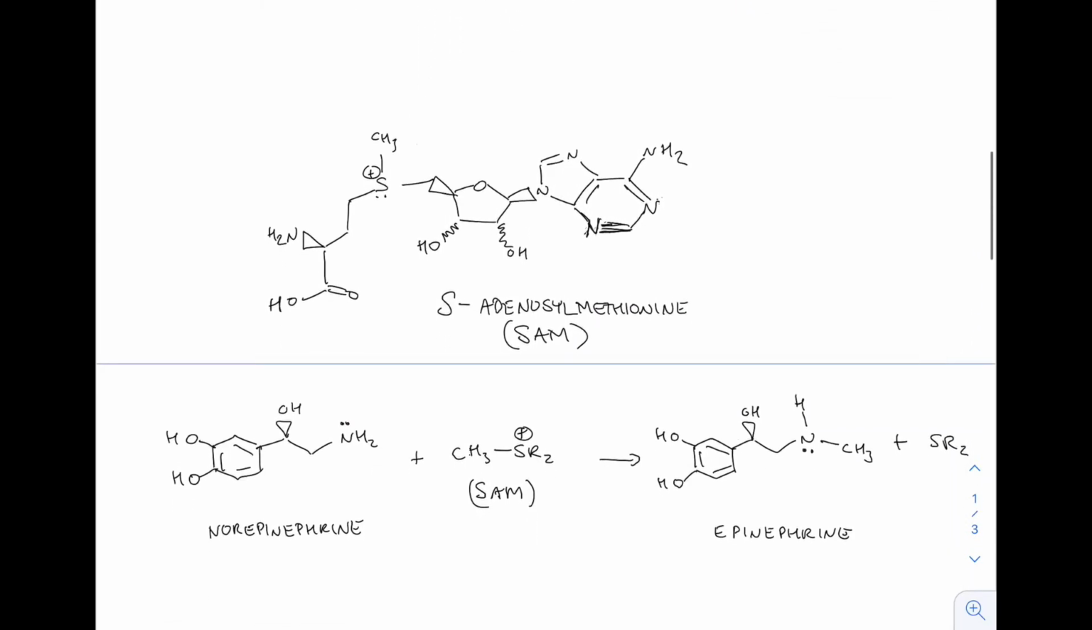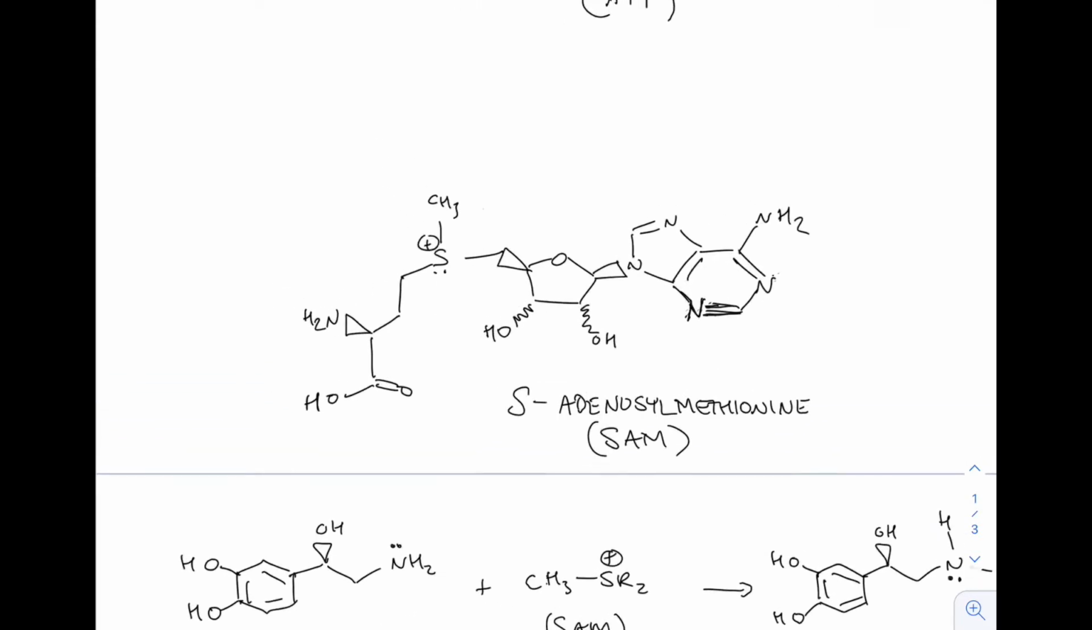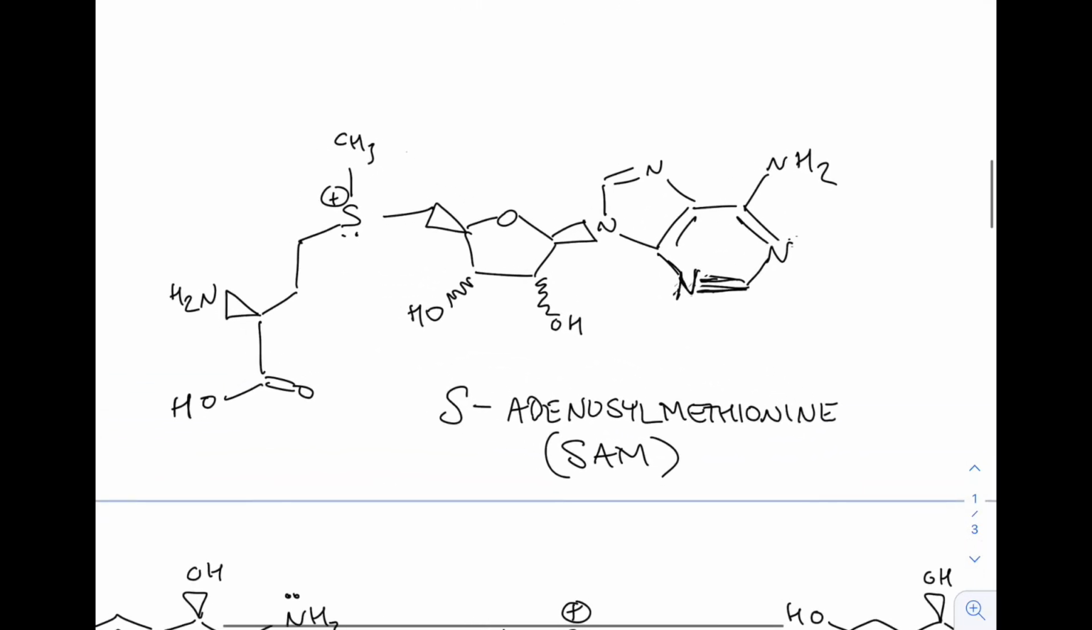And then we also have a cool example here. That's S-adenosyl methionine, abbreviated as SAM. We have this sulfur group with the methyl on it. That's a sulfur with a positive charge on it, so it's a sulfonium ion. And this serves as basically like a methyl iodide, for example, like a methyl alkyl halide.